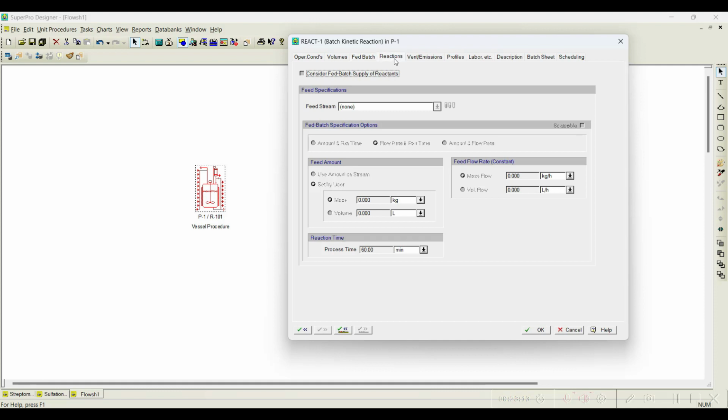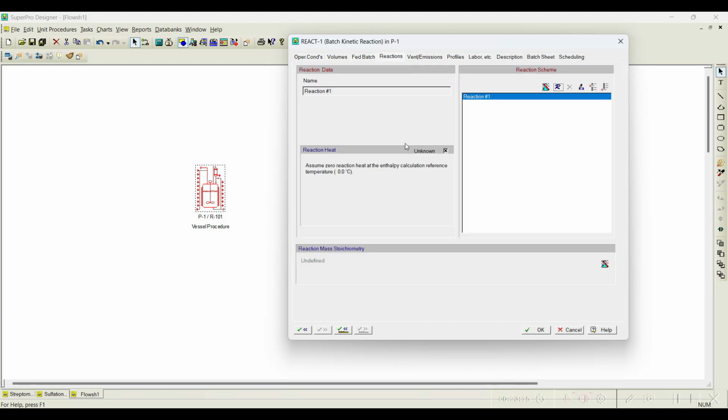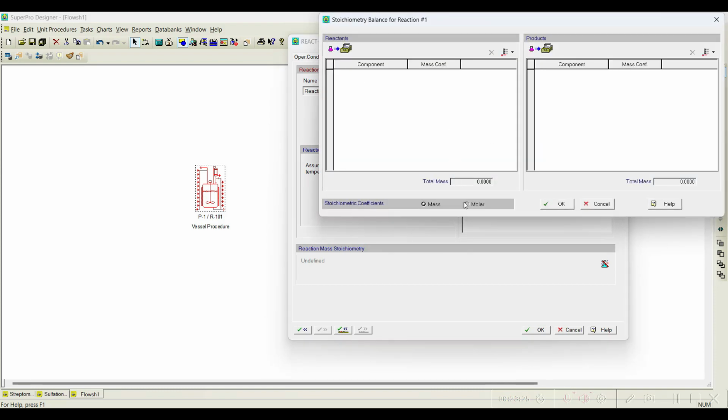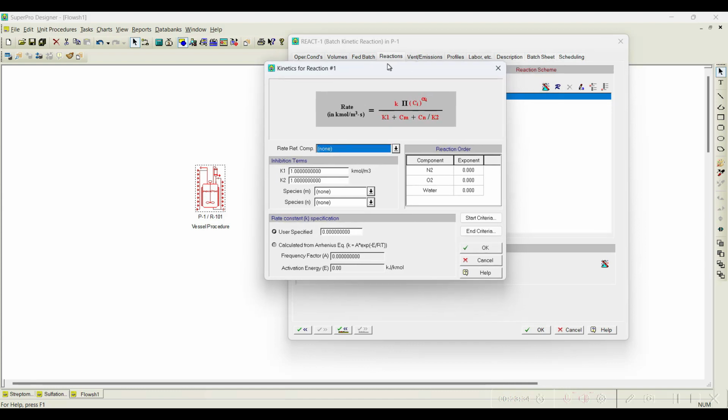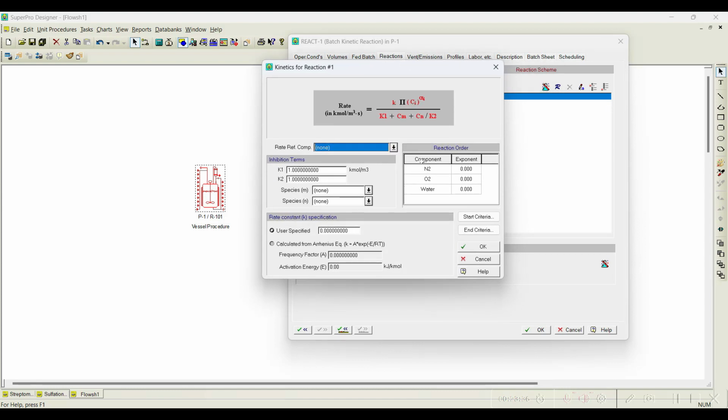When you go to this react operation, it is very important, as I have chosen the kinetic reactor, that we can feed the kinetic information of the reaction. This is the dialog box, or edit stoichiometry, which is used to set up the equation. You can set it in mass basis or molar basis. And when you go to this R symbol, where we need to feed the kinetic information, you can notice that the rate reference component and reaction order can be specified, and reaction inhibition terms are there.